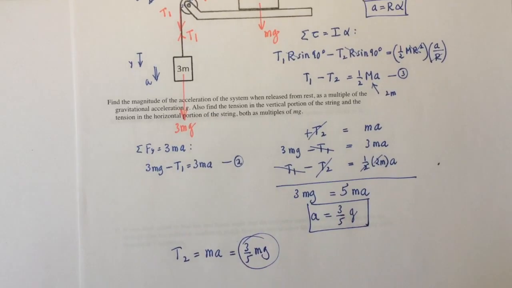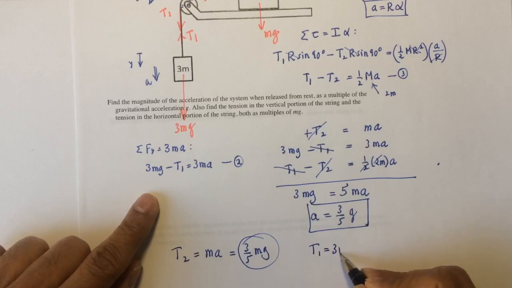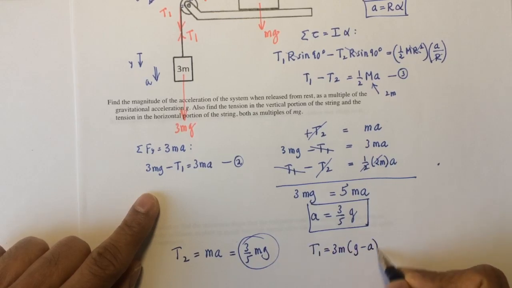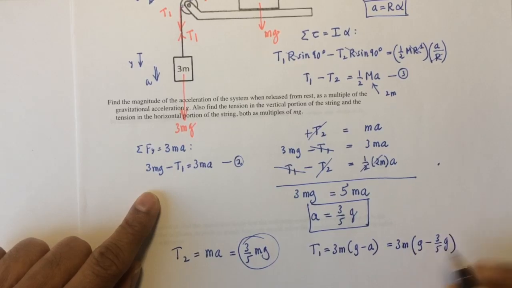So I know what T2 is. And T1, what's the best way to find T1? I guess this is not bad. So I can write this as T1 equals 3m times g minus a. So that's going to be 3m times g minus 3/5 g. So I can take the g outside. So that's 3mg, 1 minus 3/5, which is 2/5, or that's 6/5 mg.